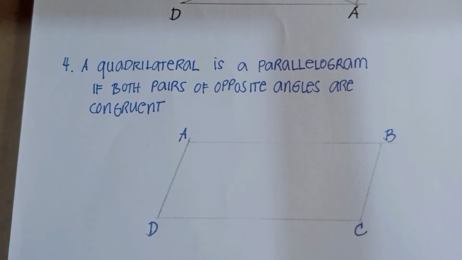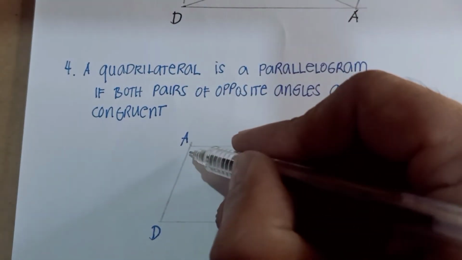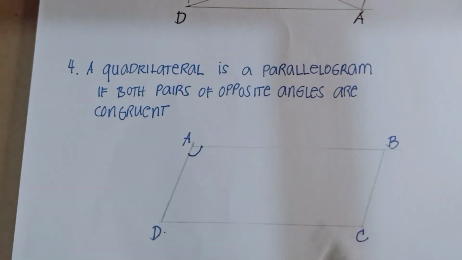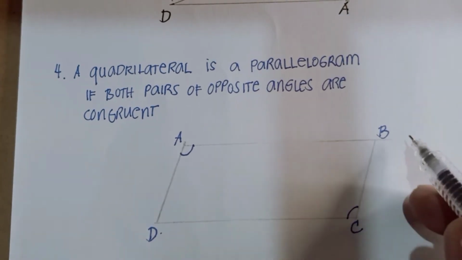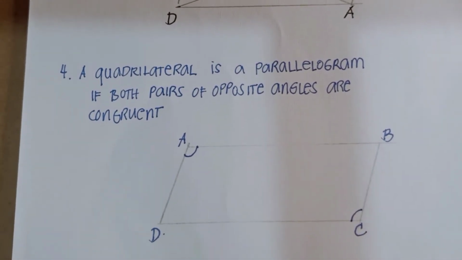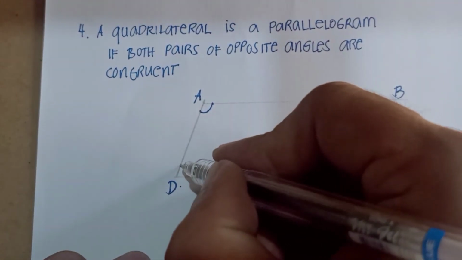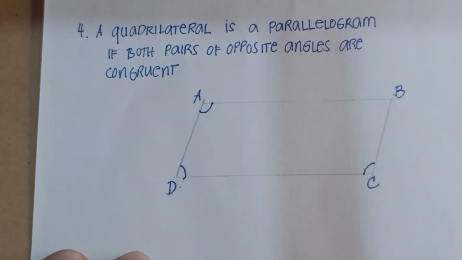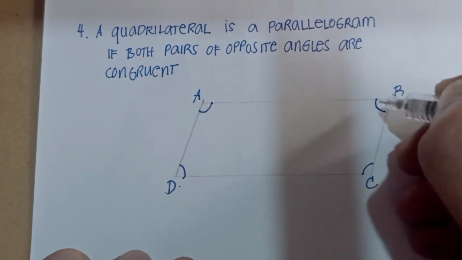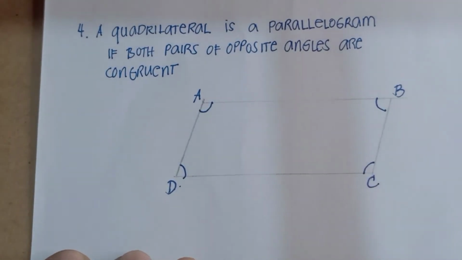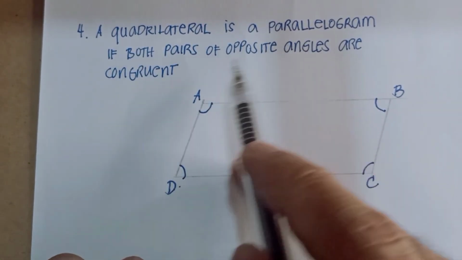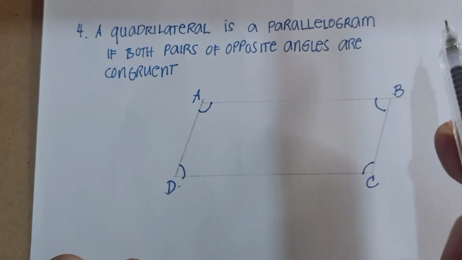Okay, a quadrilateral daw is a parallelogram if both pairs of opposite angles are congruent. So, doon sa video 1 natin, alam na natin kung ano yung consecutive angles, alam na natin yung opposite angle. So, ang angle A, let's say angle DAB, ang opposite angle niya is right here. Itong angle na to, angle BCD or angle C na lang. Yung angle D naman or angle ADC, ang opposite niya is angle ABC or angle B. Okay? Ang quadrilateral daw is a parallelogram if both pairs of opposite angles are congruent.